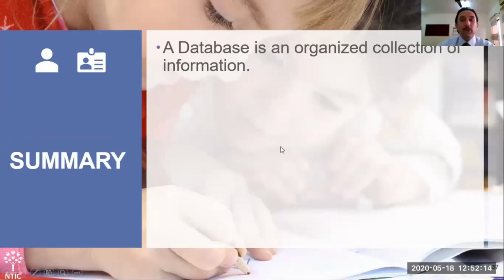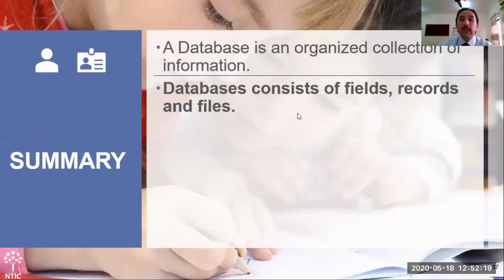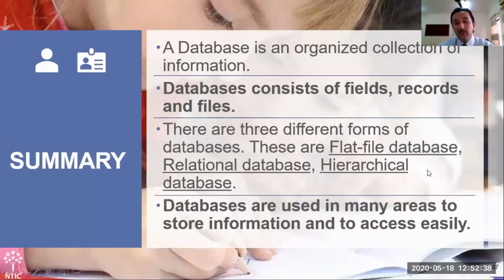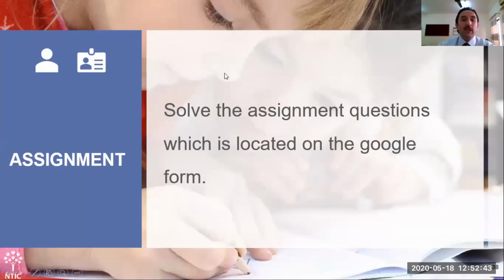And everybody, to summarize: a database is an organized collection of information, and databases consist of fields, records, and files. Files means a collection of tables. And the other one is that there are three types of database: flat file, relational, and hierarchical. And databases are used in many areas to store information. Everybody, we have some objective assignment questions. You can do them on Google Classroom.